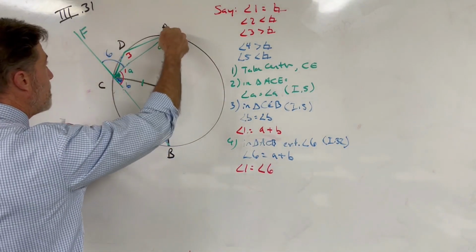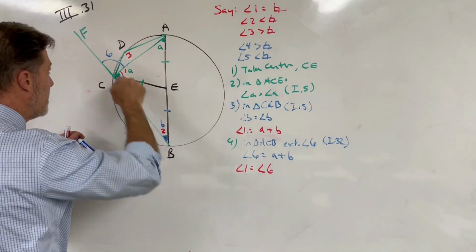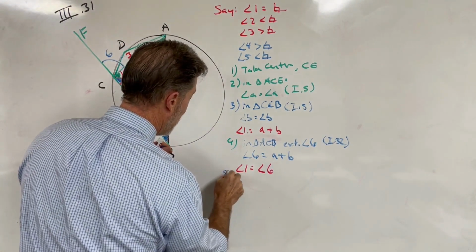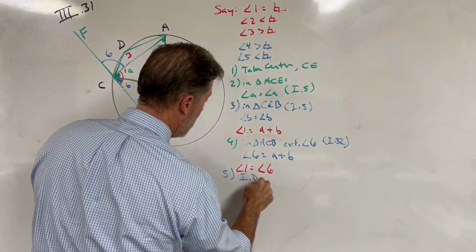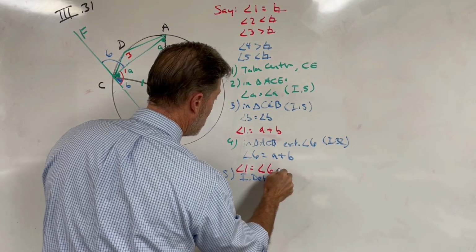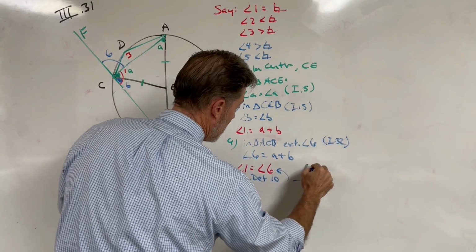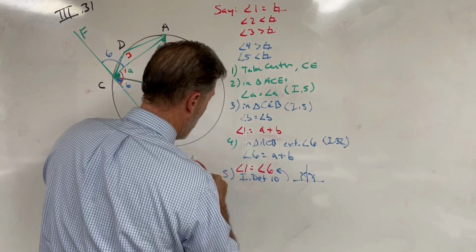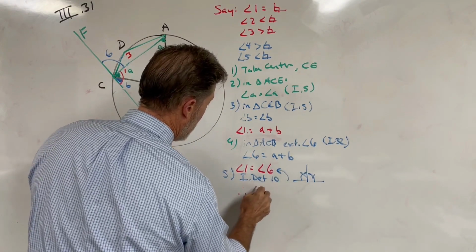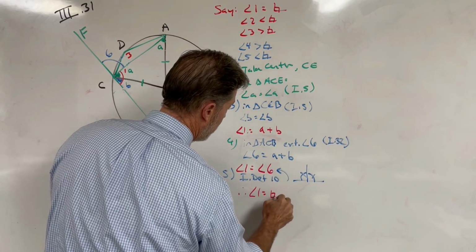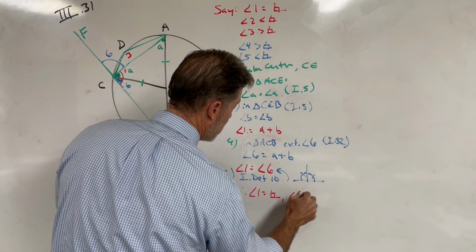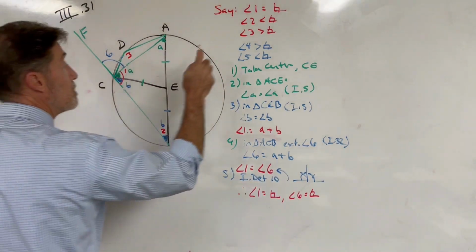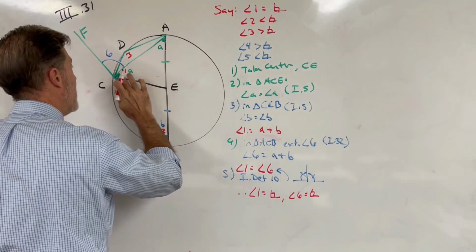And so we have a situation where we have a straight line set upon another straight line making two equal angles. And that means, by definition, Book 1, definition 10, when we have a line set upon a line making these two angles equal to each other, then both of those angles are right. Therefore, angle 1 is a right angle, and angle 6 is a right angle. And that's the first thing we're trying to prove, that angle 1 is a right angle.